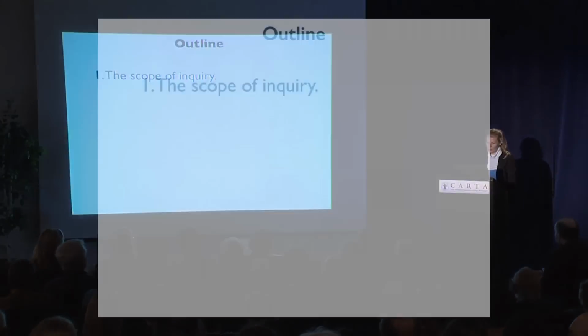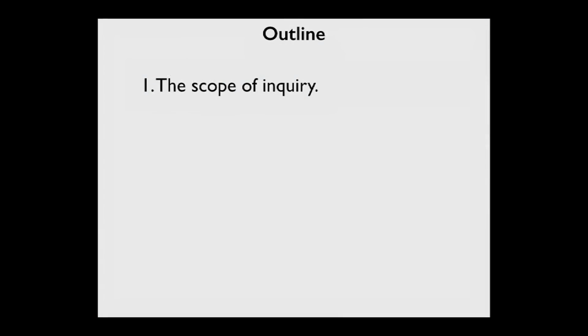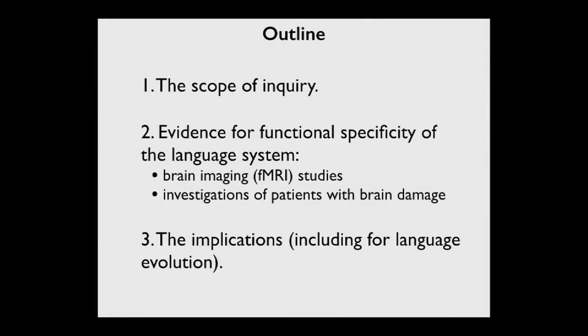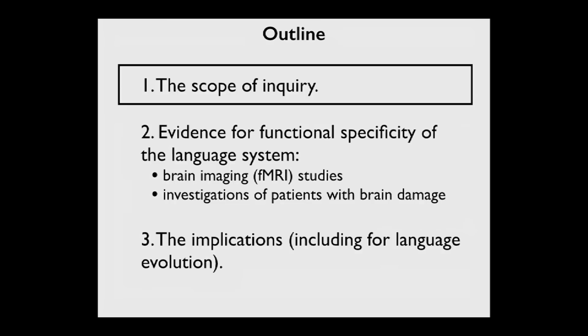Thanks very much for having me here. So today I will tell you about the language system and some of its properties that may bear on the question of how this system came about. I will begin by defining the scope of my inquiry because people mean many different things by language. I will then present you some evidence suggesting that our language system is highly specialized for language. And finally, I will speculate a bit on the evolutionary origins of language.